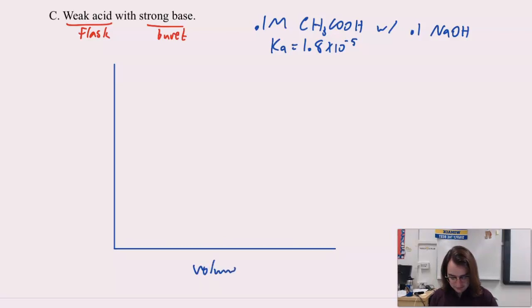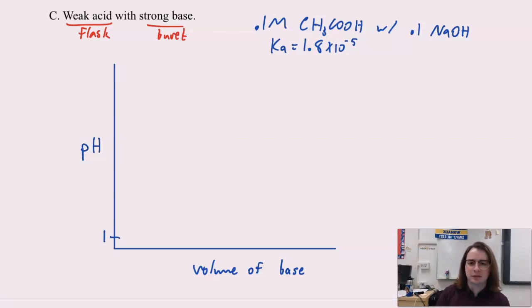This is the volume of our base, and this is the pH. Now I'm going to put 1 here on the graph, but I want you now to take a second and see if you can determine the pH starting before we do anything. So what is the pH of the acetic acid before we begin? You might need an ICE table for this. So take a second, see if you can calculate the pH before we start, and then come on back when you're done. So hopefully you got about 2.8-ish or so. I'm going to put 3 on the graph, and I'm going to put my dot down here.